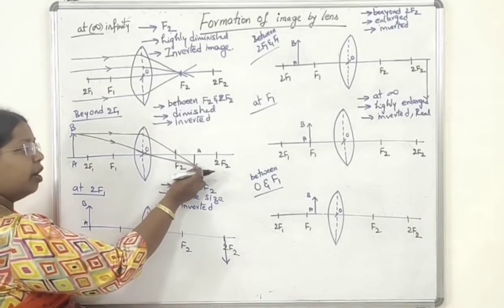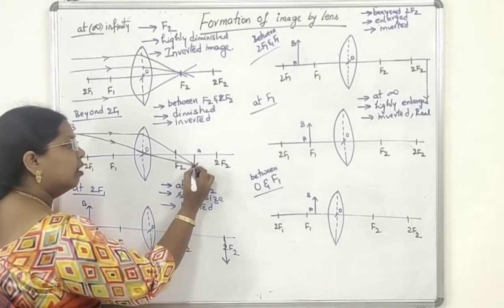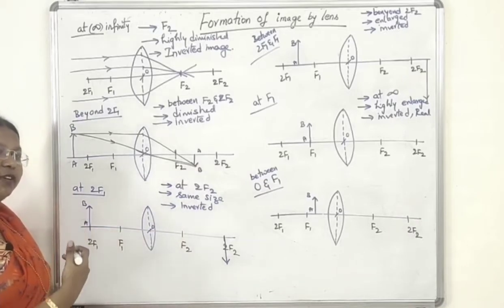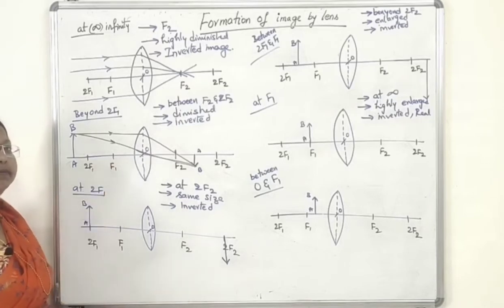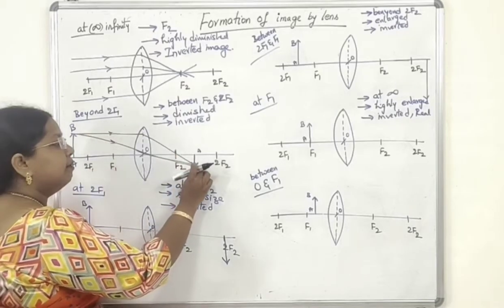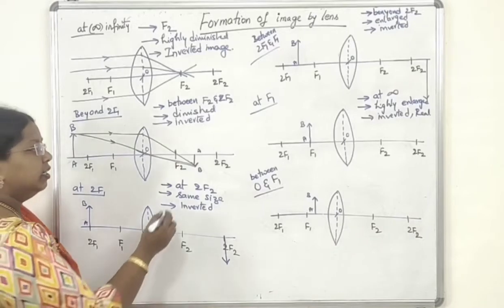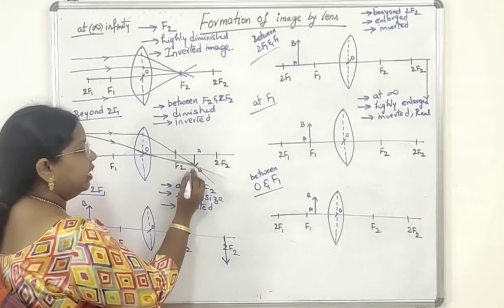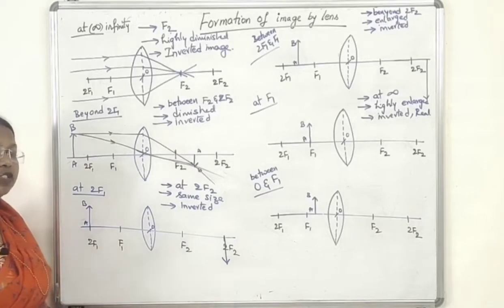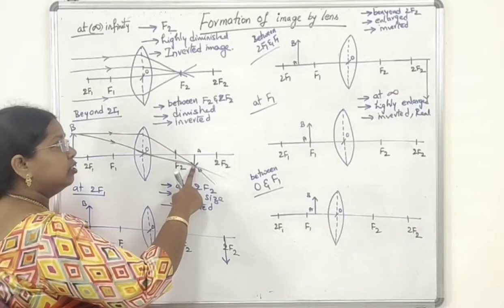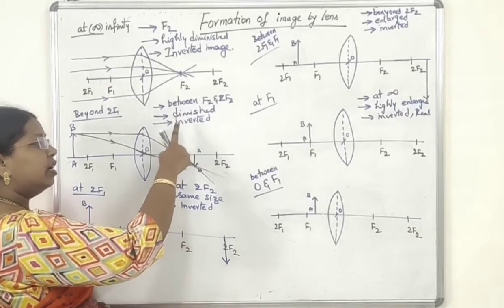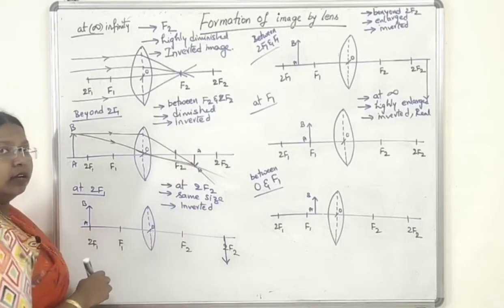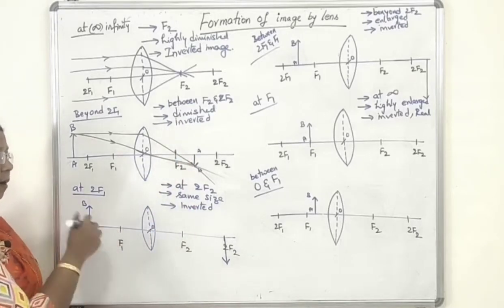Clear? So the point where these two join will be the image. Initially we drew the image, now we are matching it. Actually we should follow this order. So we bring these two rays and the two will join at one point. Actually they will be moving, but they intersect at one point. That is called your image position. So what is your image? Between F2 and 2F2, diminished, real and inverted. Clear, students?